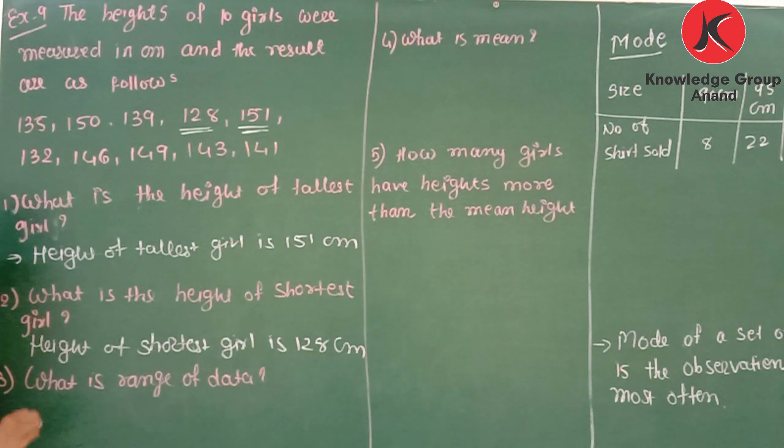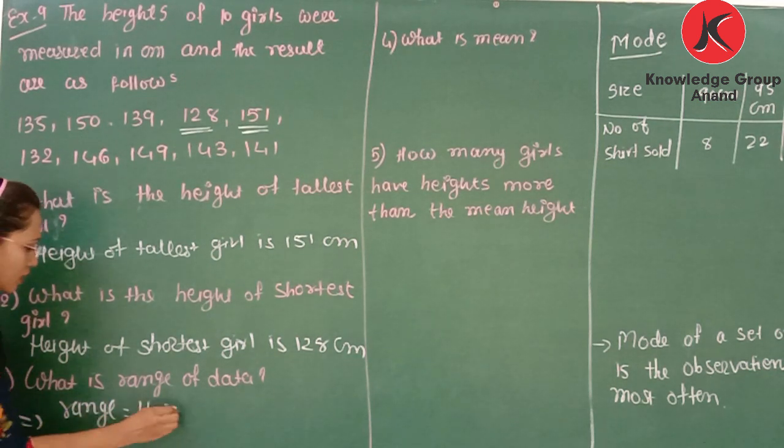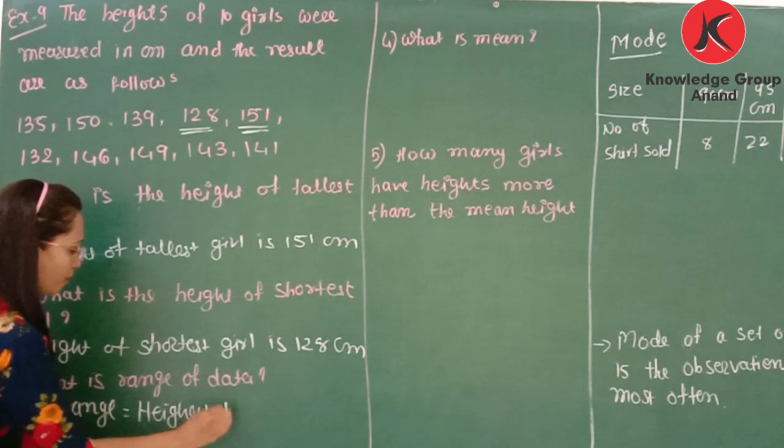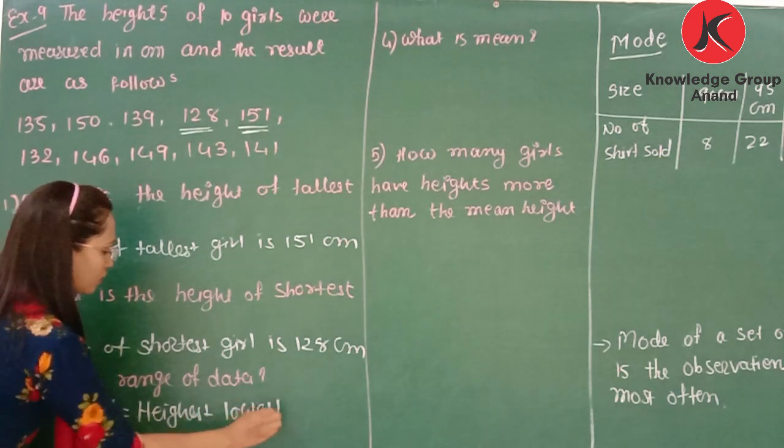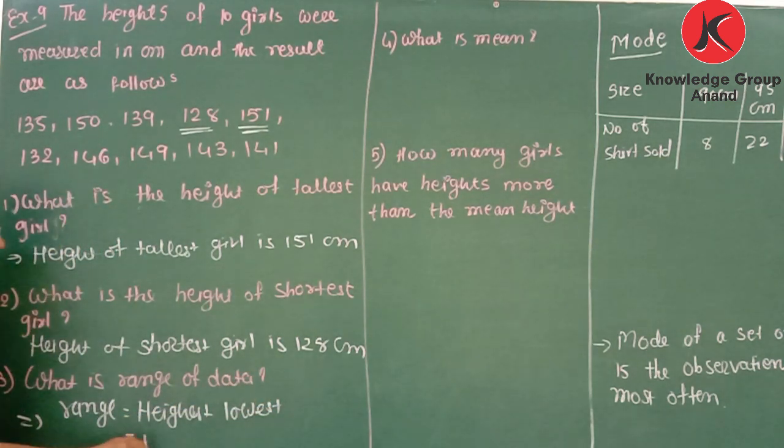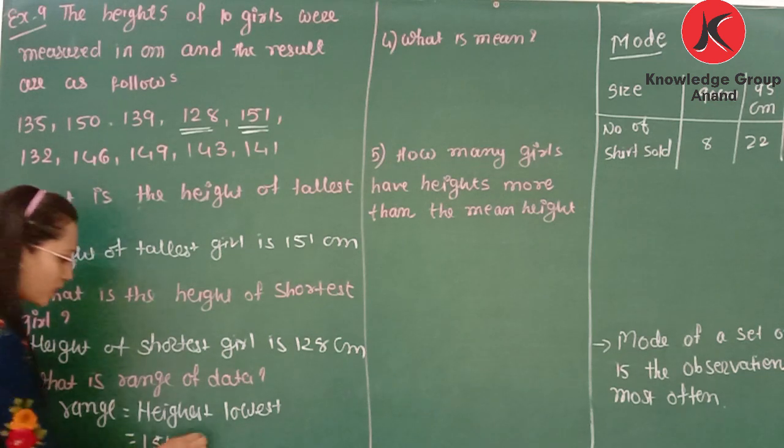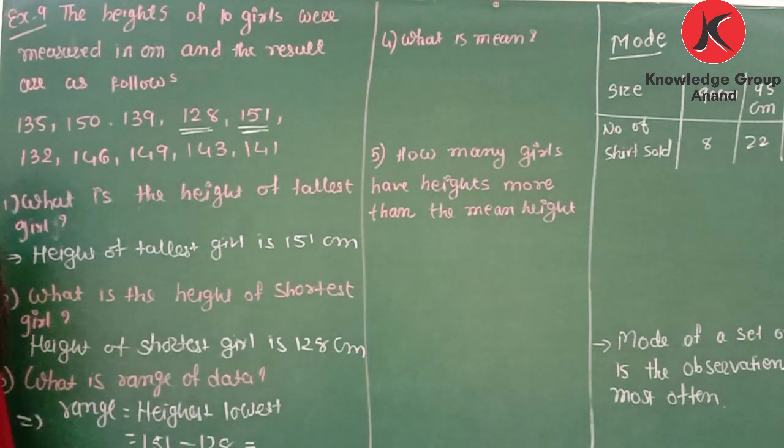Now next, what is the range of data? Range means subtraction of highest minus lowest. So range is highest minus lowest. So highest is 151, lowest is 128. Now subtraction of this.